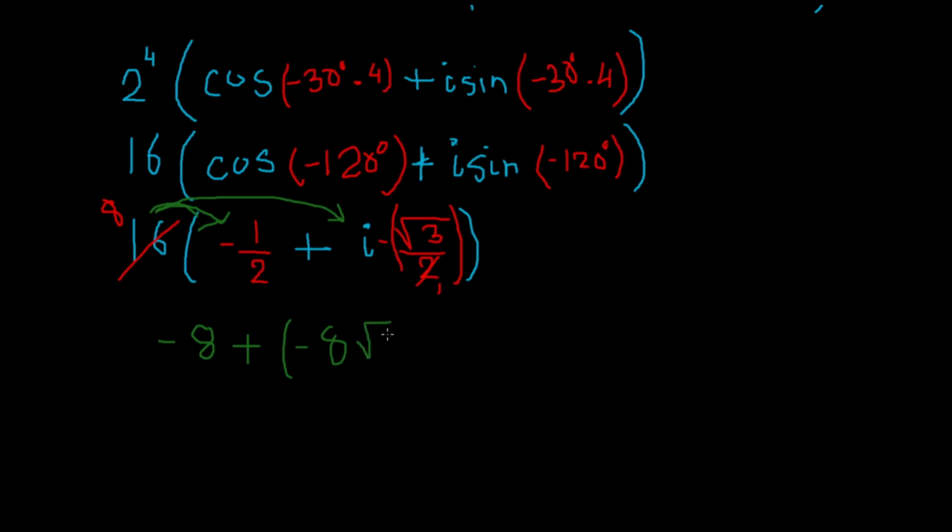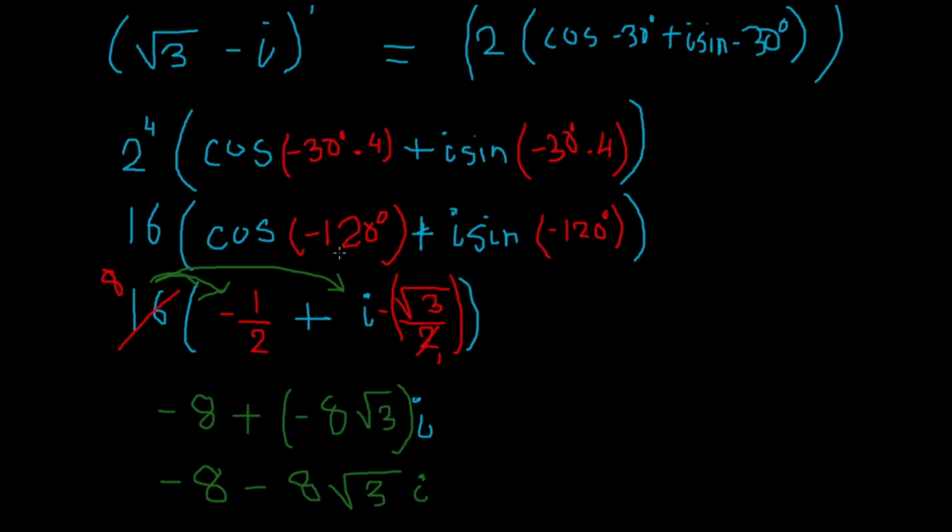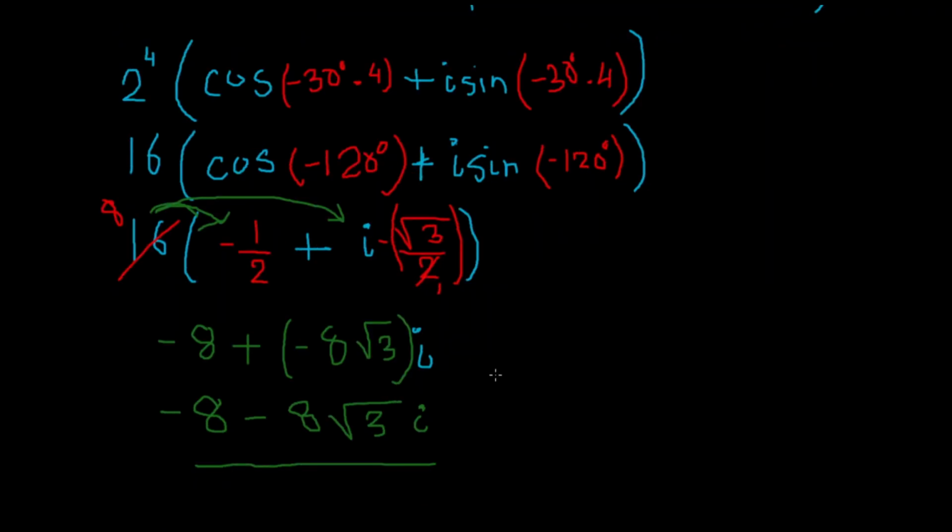Well, let me write this. Don't forget the I. So this equals negative 8 minus 8 radical 3 I. This is the answer, the exact answer to radical 3 minus I raised to the power 4. And this is how we use de Moivre's theorem to find a complex number raised to any power.